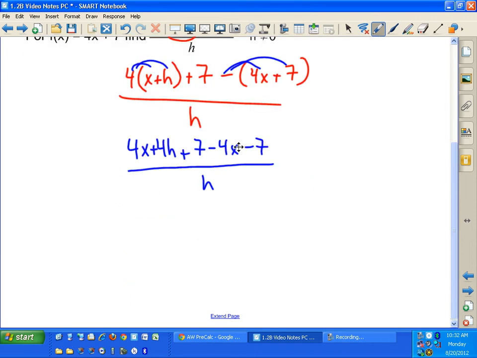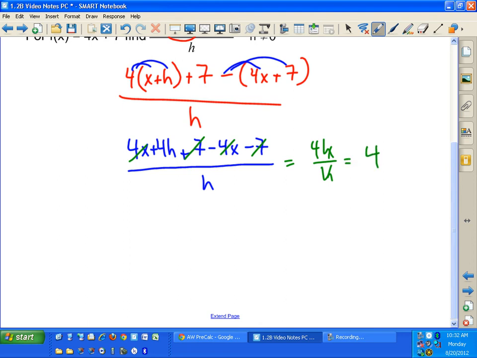And so now, at this point, I can combine like terms and cancel them out. Well, 4x and 4x will cancel each other out, and negative 7 and positive 7 would cancel out. So I'm left with 4h over h, which basically means the h's can cancel out, and occasionally that'll happen, sometimes they won't, but my answer to this equation is 4.